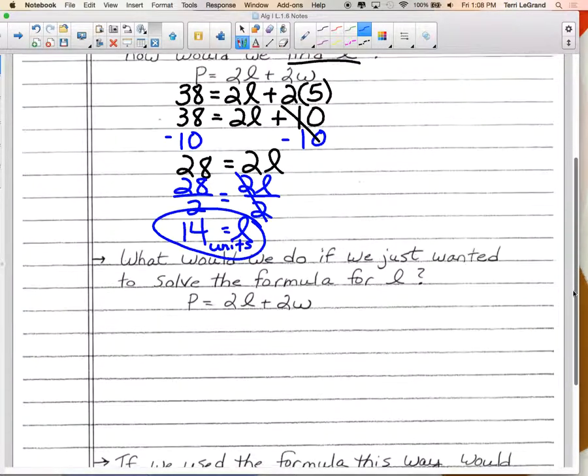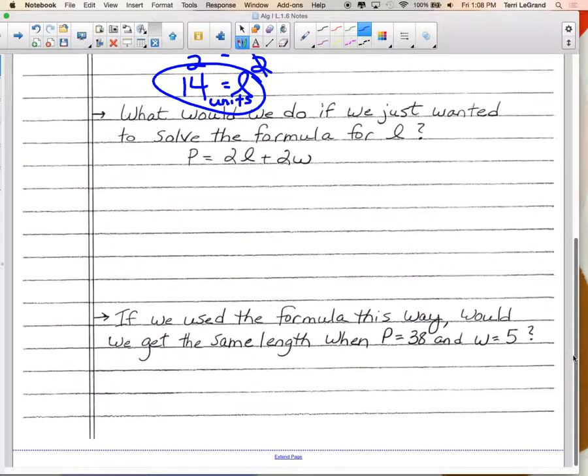Now what if I said to you, instead of actually finding a value for L, what if we don't know the perimeter? What if we don't know the width? What if we still don't know the length? But I want you to solve the formula. In other words, I want you to solve for L. No numbers involved here. You can't use that 38 anymore. You can't use that 5 anymore. You have to solve that for L.